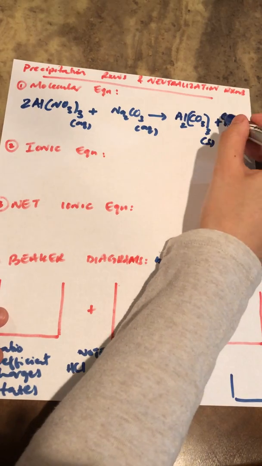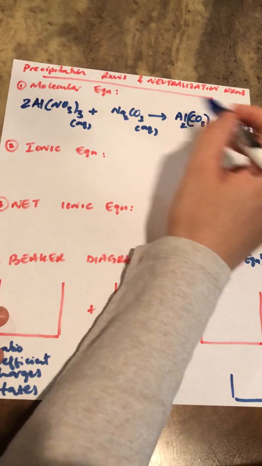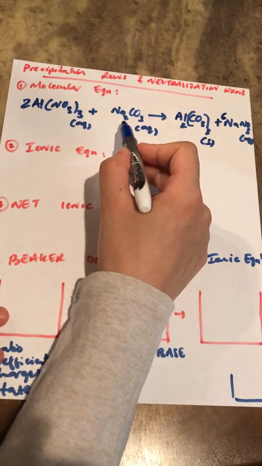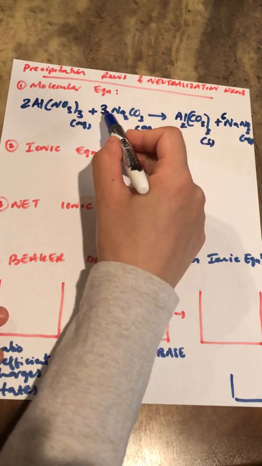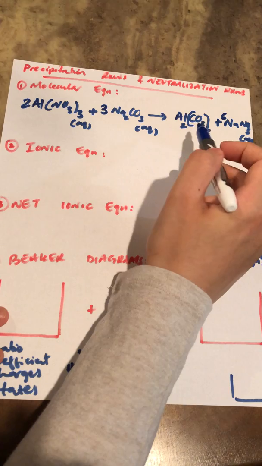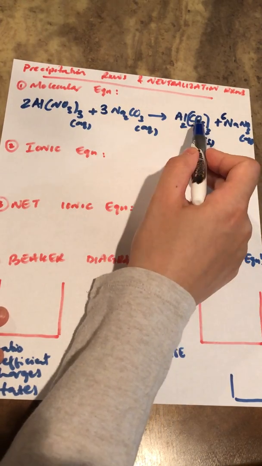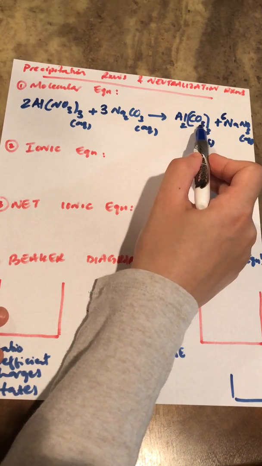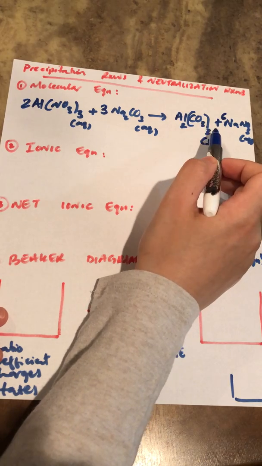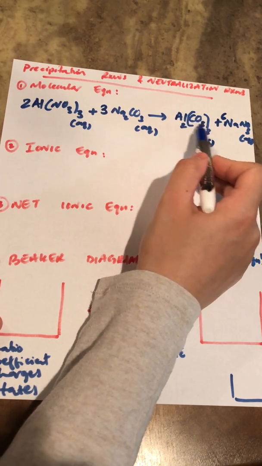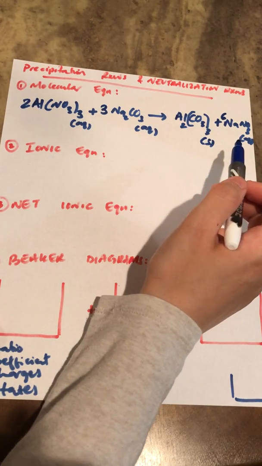Now I have 6 nitrates and 6 nitrates, and I have 6 sodiums and only 2 sodiums, which is why I'm going to add a coefficient of 3. 3 times 2 is 6, and now I have a 6 and a 6. The last thing I need to balance is the carbonate. I have 3 carbonate ions and 3 carbonate ions. Keep in mind that this 3 belongs to the actual formula, so it doesn't count as a tripling of the carbonate, okay? So now we do have a balanced chemical equation.